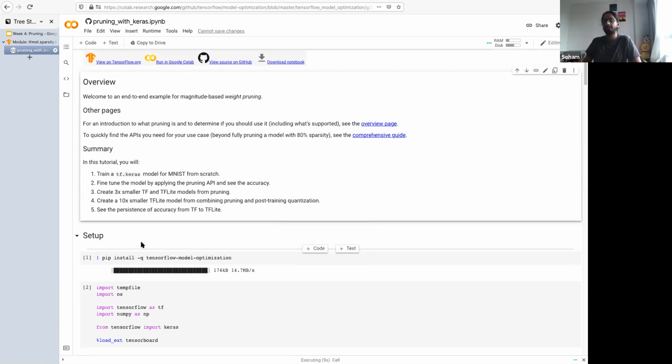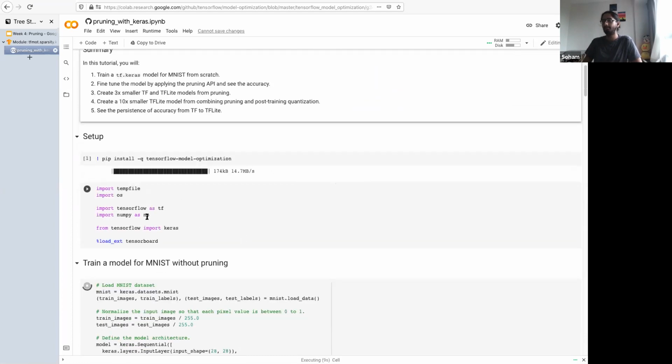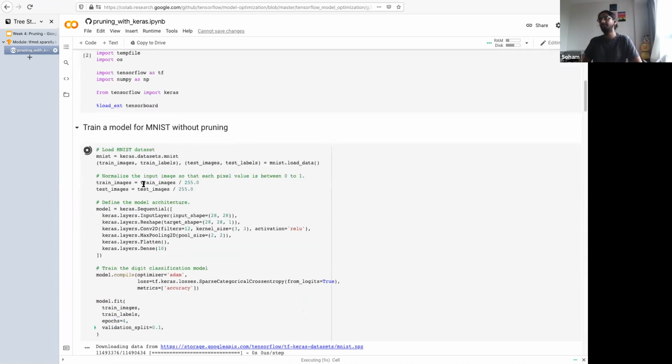Okay, so the first thing we have to do is install TensorFlow Model Optimization, which is the toolkit that we'll be using. We have to import some stuff, so TensorFlow, NumPy, and so on. This is a very simple network. So we have a conv layer, a dense layer, and we are using it to train on MNIST. We are using an Adam optimizer and sparse categorical cross entropy. And finally, we're running fit on our model.